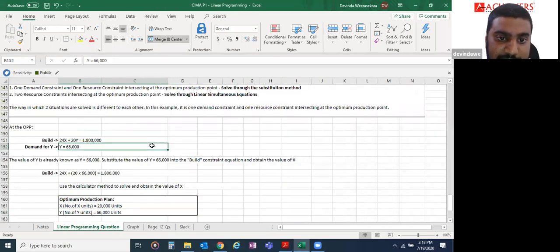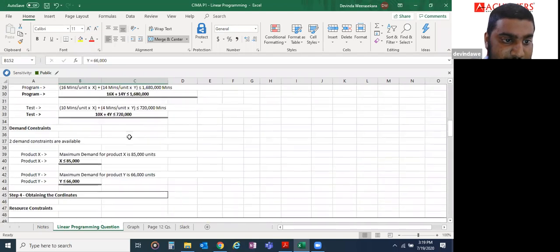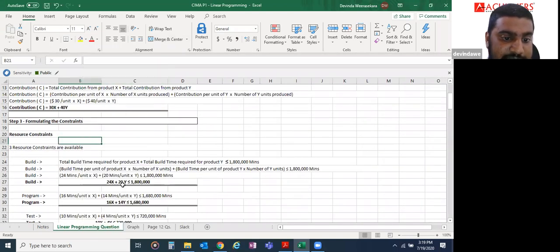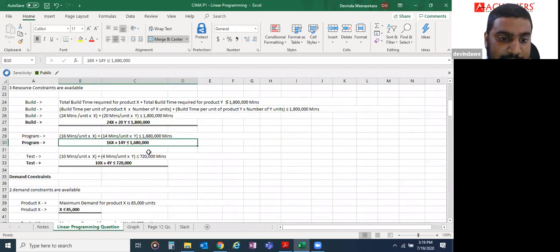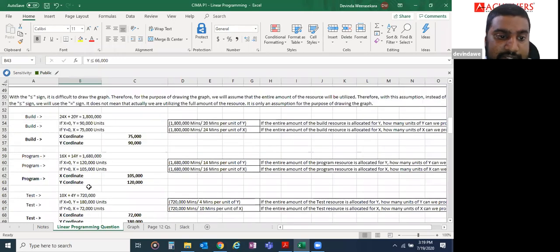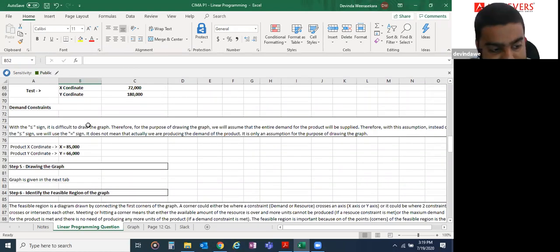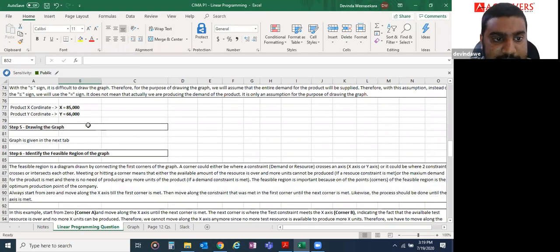If I just take a minute and go to this so that everyone is very clear and you don't make any mistakes: remember the constraints that we made in step number 3? For all the resource constraints, we made constraint equations: build, program, test. For demand, we also made constraints: X 85,000, Y 66,000. So the two constraints that are intersecting at the optimum point are demand for Y, 66,000, and the build time.